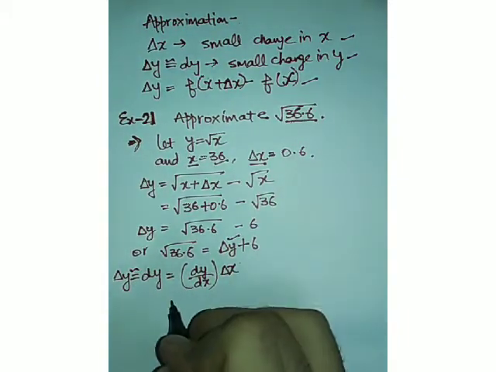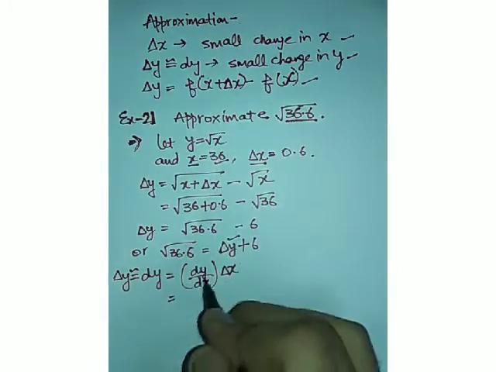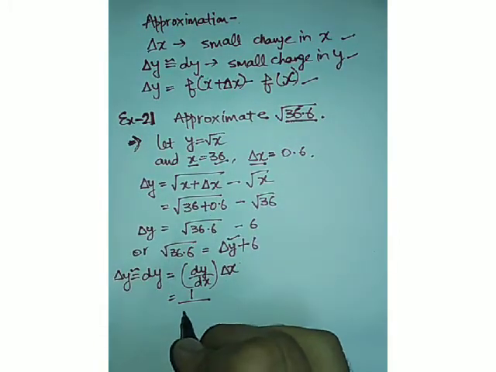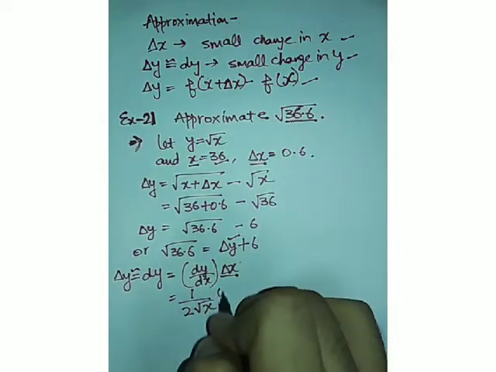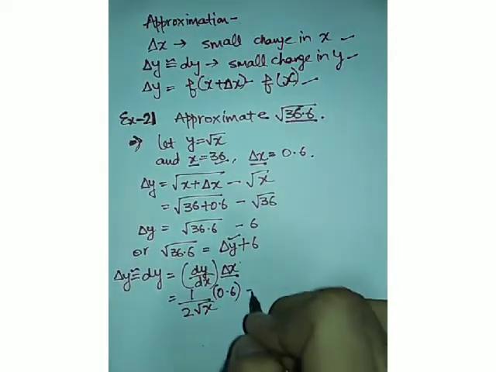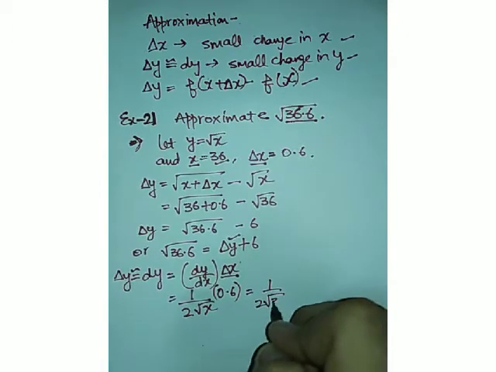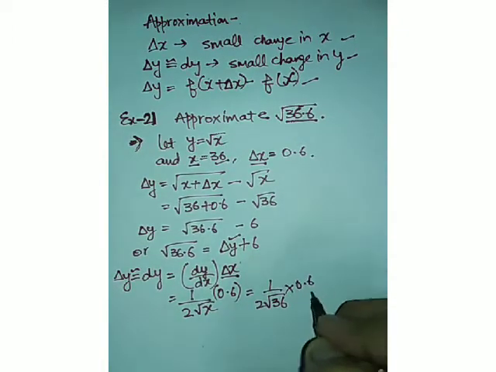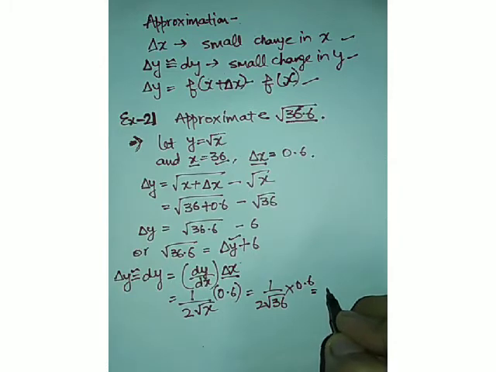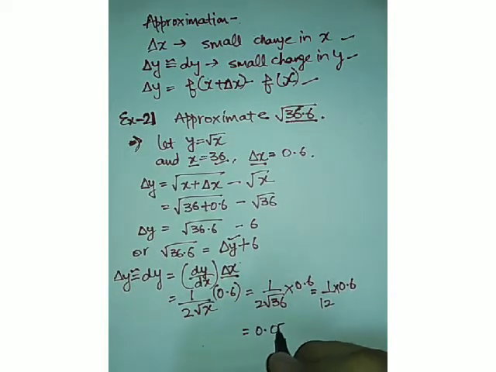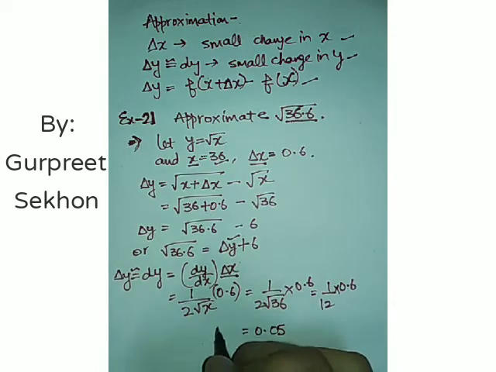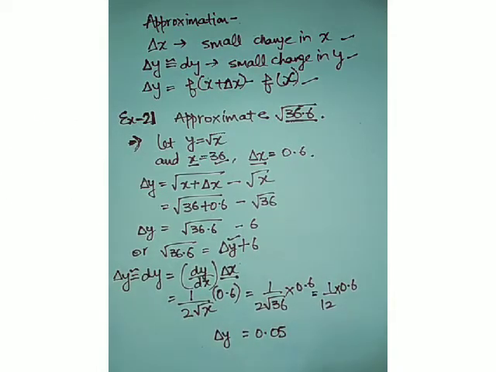Now what is y? That is root x. When we differentiate root x, we get 1 upon 2 root x. What is delta x? Delta x is 0.6. Fill in the value of x. You will get 1 upon 2 root 36 multiplied by 0.6. Root 36 is 6, so you will get 1 upon 12 multiplied by 0.6. After solving it, you will get your answer as 0.05. Now you have got delta y is equal to 0.05.